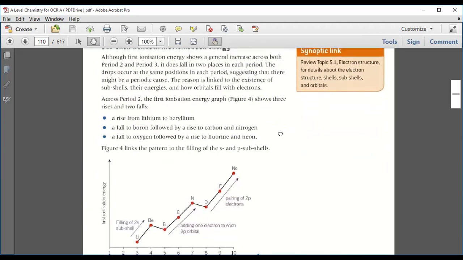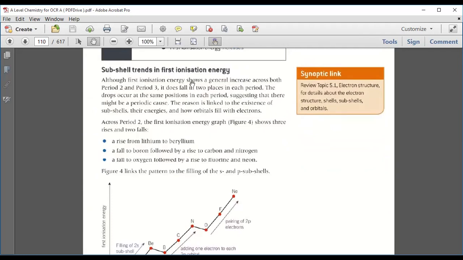That is the beauty of this nature. Now see, although the first ionization energy shows a general increase across both period 2 and 3, it does fall in two places in each period. The drop occurs at the same position in each period, suggesting that there might be a periodic cause. If the change is there at the same place, it means it is periodic in nature. That's why we have the periodic table. It means that every change is periodic. The reason is linked to the existence of subshells and their energies and how orbitals fill with electrons.